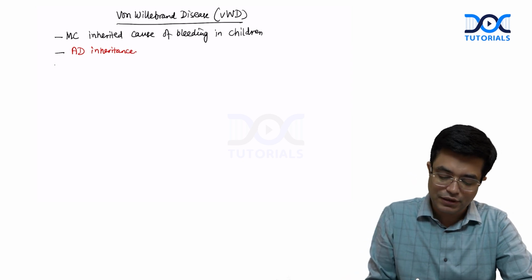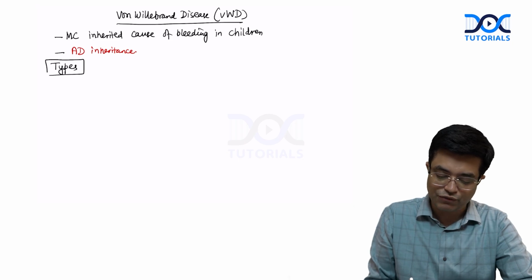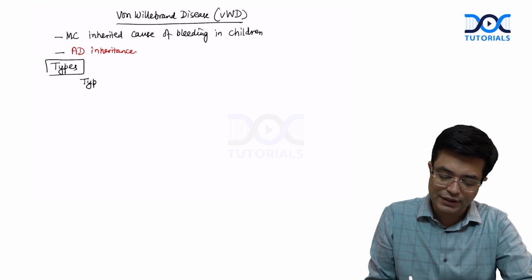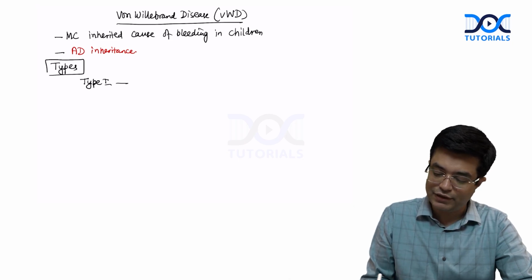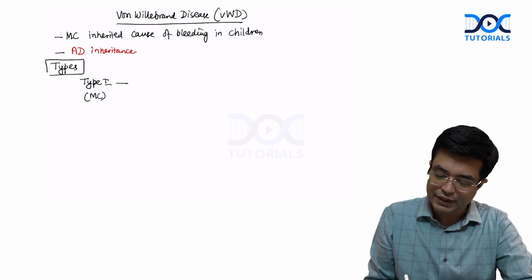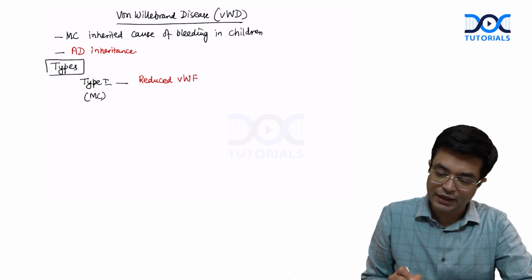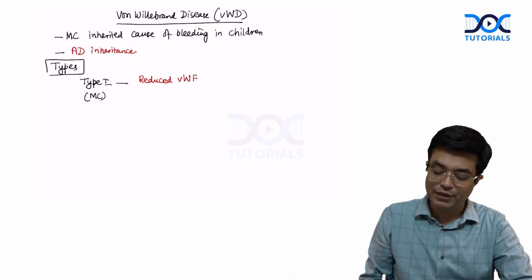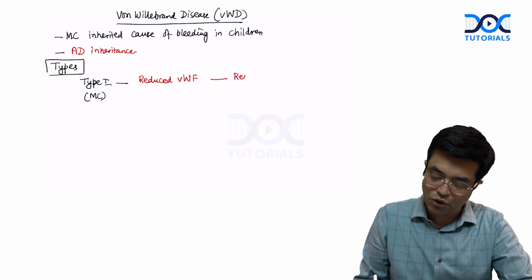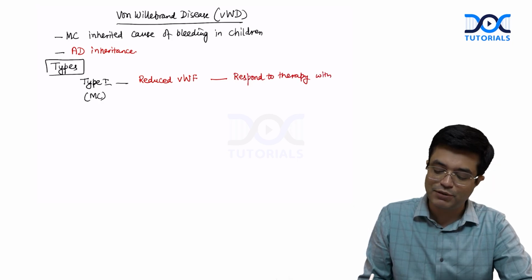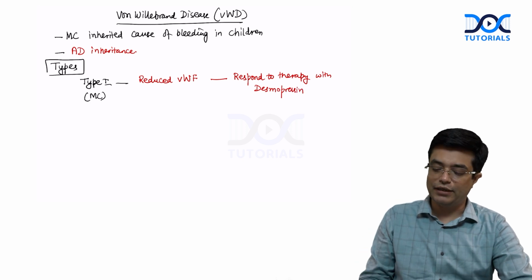There are multiple subtypes of von Willebrand disease which have been described. So we have type 1 von Willebrand disease. Type 1 variety is the most common form. There are reduced levels of von Willebrand factor. And these are the patients who will benefit. They respond to therapy with desmopressin. Desmopressin has been shown to increase the levels of von Willebrand factor in type 1 form.